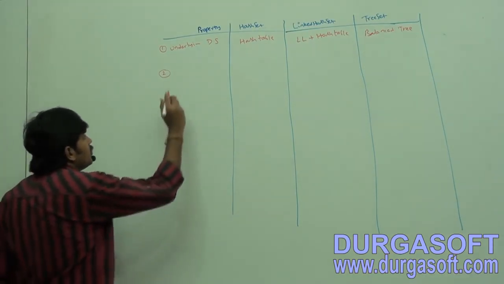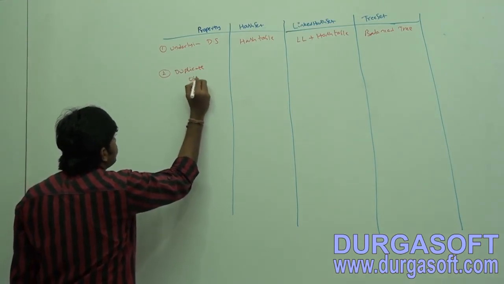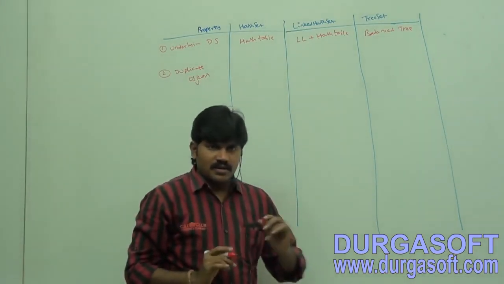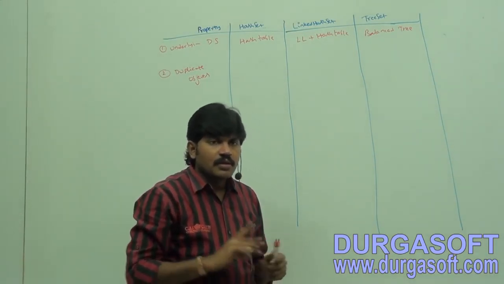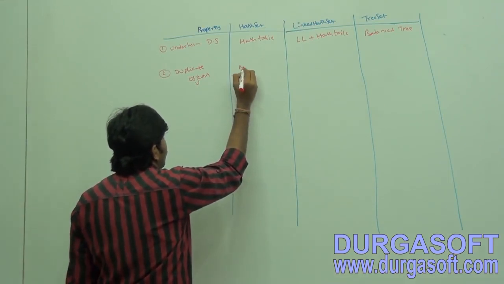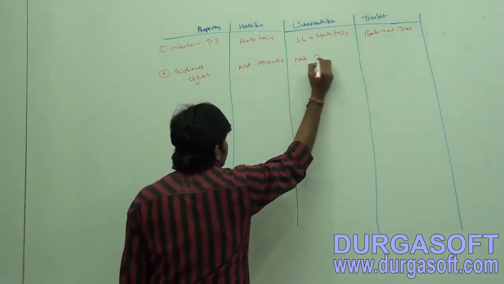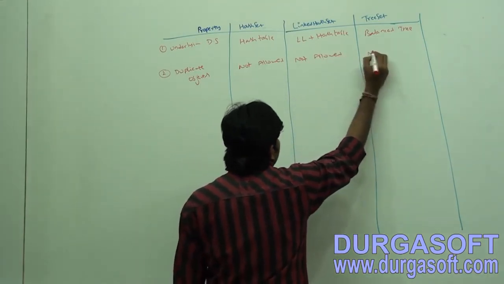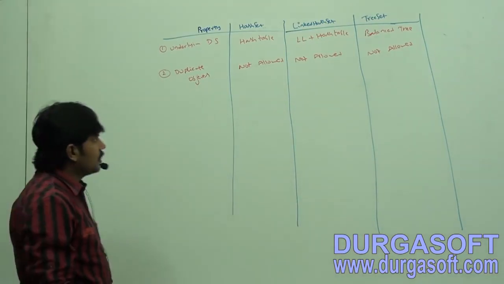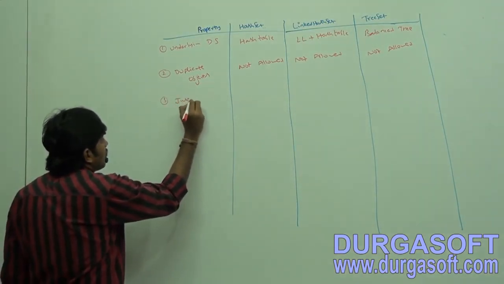Next, are duplicates allowed or not? Duplicate objects are not allowed, because all are set related classes. That's why duplicates are not allowed. In a set, duplicates are not allowed. No duplicate objects are allowed here, and here also not allowed, and here also not allowed. Next, third one, insertion order.